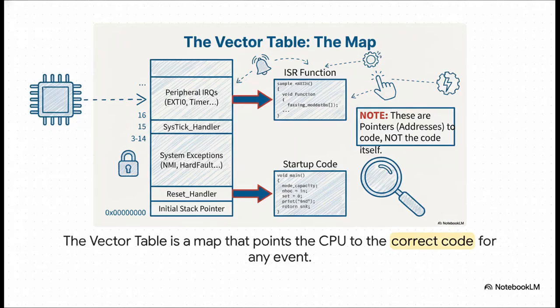Now, you might be wondering, okay, but how does the CPU know which emergency plan to run? That's where something called the vector table comes in. You can think of it as a digital address book for emergencies. For every single possible interrupt, a timer, a button, a system error, there's an entry in this table that points the CPU to the exact memory address of the correct ISR function. It's like a perfect map.